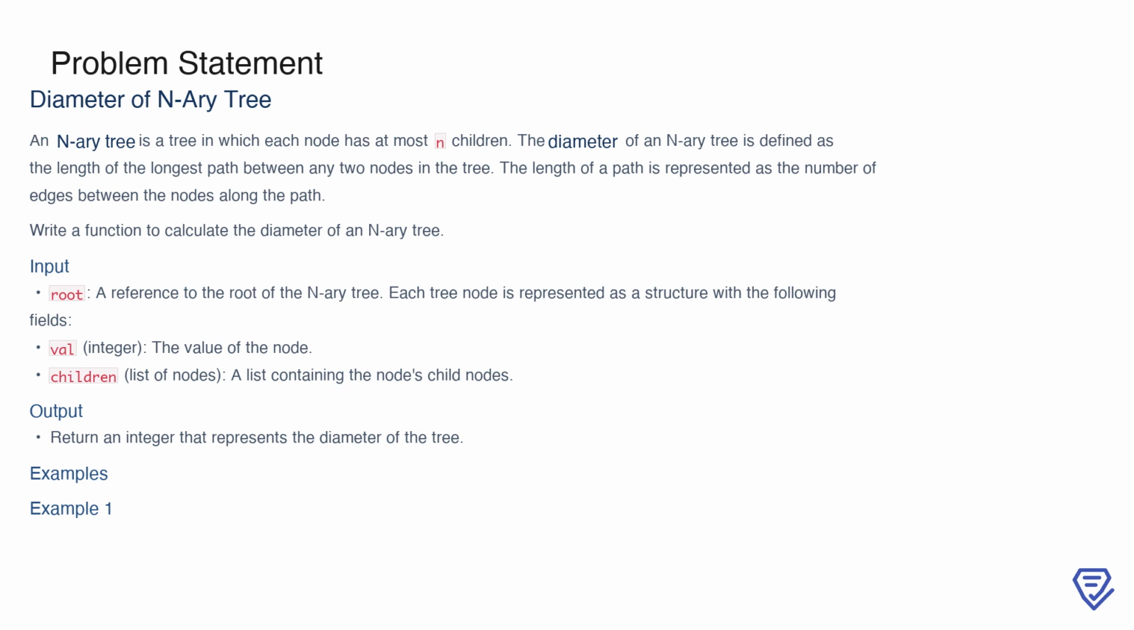To solve this, you'll write a function that takes the root of the N-Ary tree as input. Each node in the tree is represented by a structure containing two fields, a val field, which holds the integer value of the node, and a children field, which is a list of the node's child nodes. The function should return an integer representing the diameter of the tree.